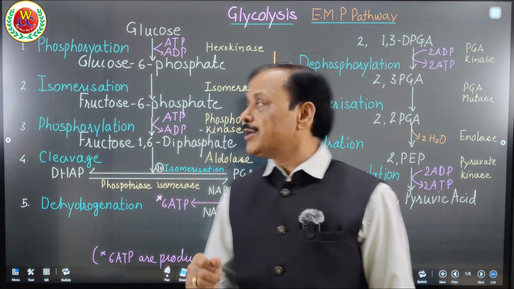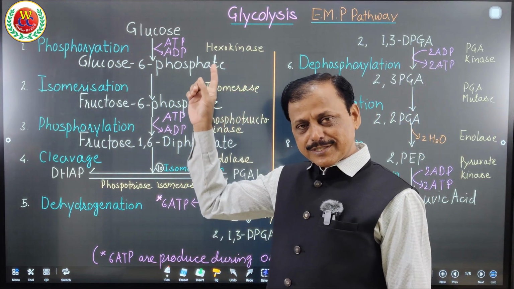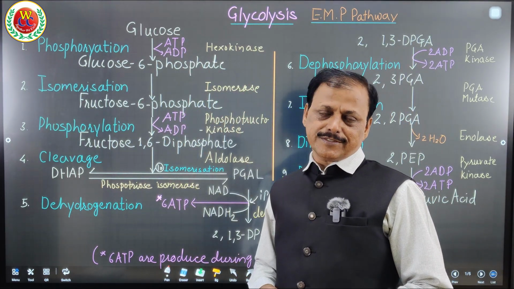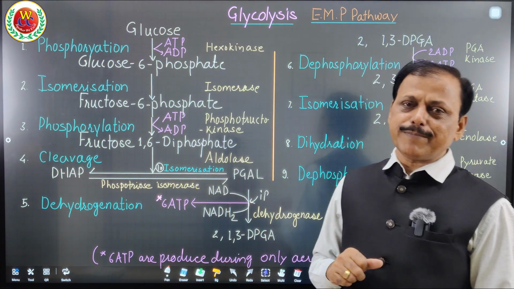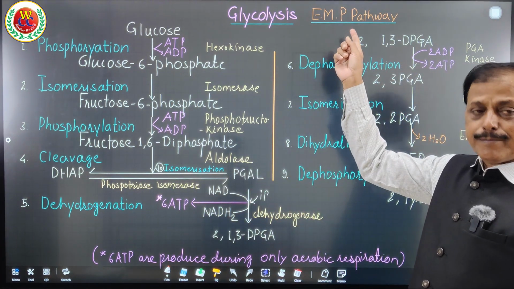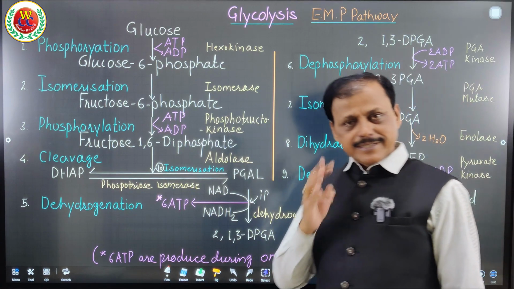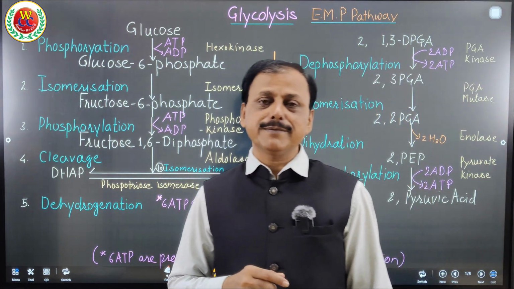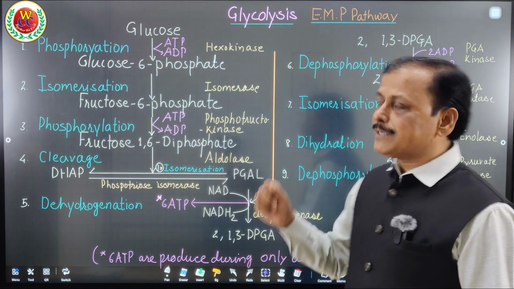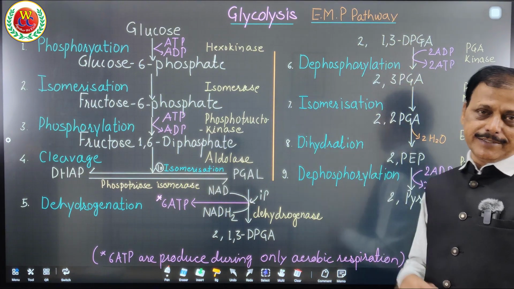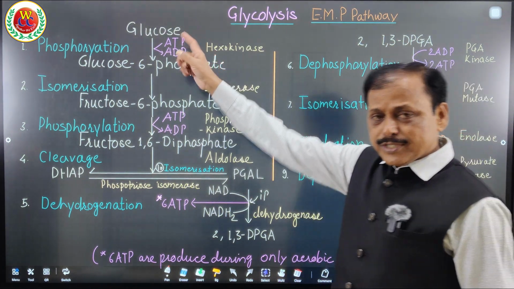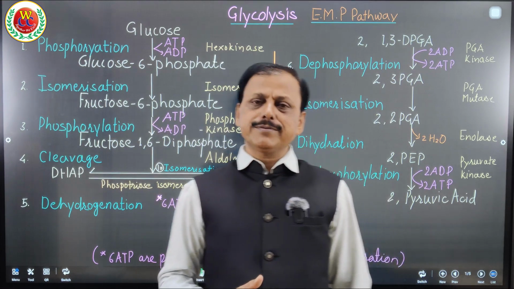Now let us continue with the topic glycolysis as the first process. It was discovered and described by Embden, Meyerhof and Parnas. These are the three scientists, Embden, Meyerhof and Parnas. Therefore, this pathway is also called the EMP pathway. Glucose is the substrate of this pathway.